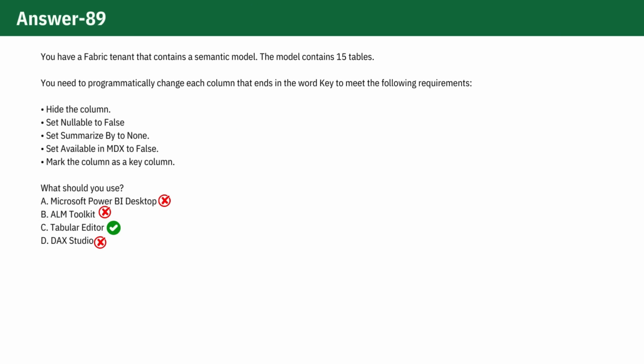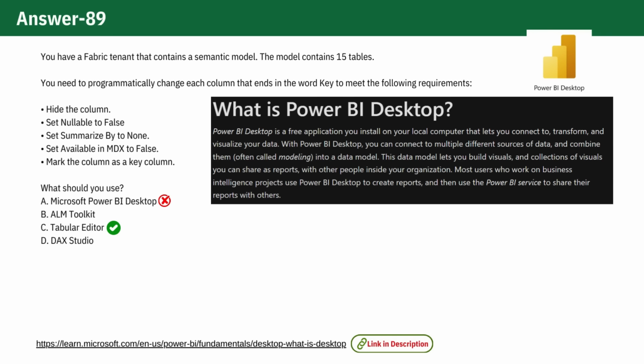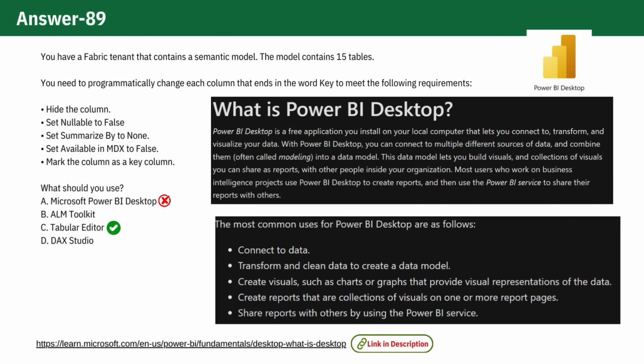All other options are incorrect. A. Microsoft Power BI Desktop is primarily used for building and designing reports, and while you can manually adjust column properties, it is not designed for batch processing or scripting changes across multiple columns. It would require a lot of manual effort to apply these changes to each column individually.